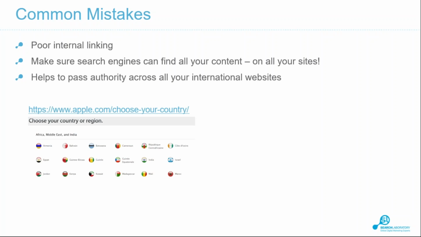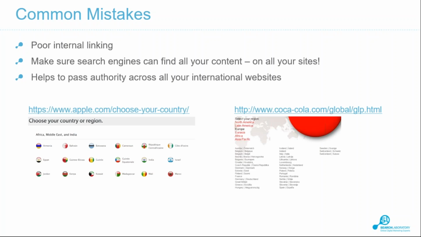Two brands that we spoke about at the beginning who do this particularly well, in my opinion: Apple have this choose your country page that's accessible on their global site, which links to all of their country websites, and Coca-Cola as well. You select your region at the top and it pulls up a drop-down list of all the European countries that they target. In this instance European, however there is North America, Latin America, and so on.